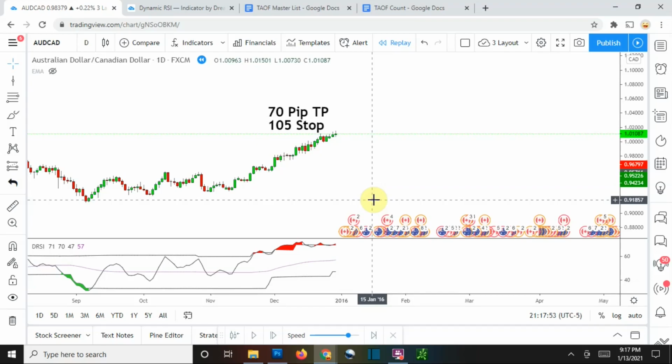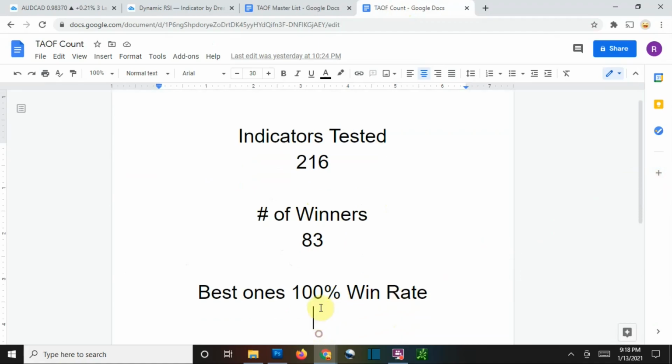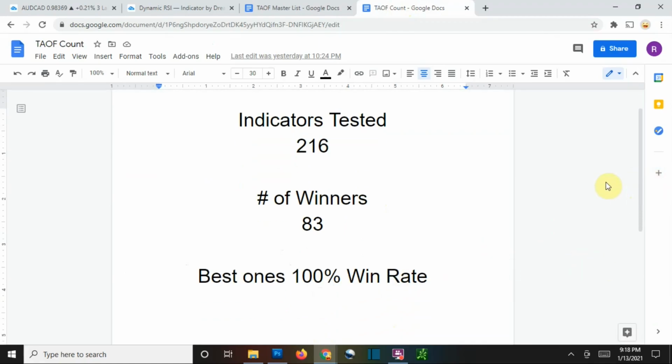Alright, as I said, today we will be testing the dynamic RSI indicator. But before we do, I wanted to put the indicator scoreboard up for everyone to see. So to date, we have tested 216 indicators. And out of those 216 indicators, 83 of them have been winners, which means that they have met or exceeded the 60% win-loss ratio threshold that we have set for them. The best ones so far were able to achieve a 100% win rate.